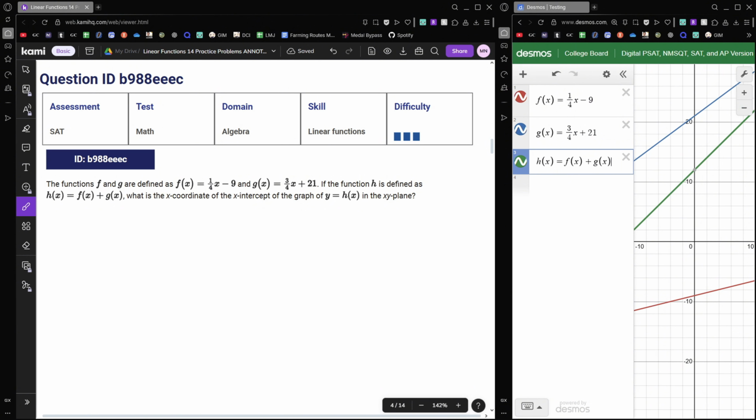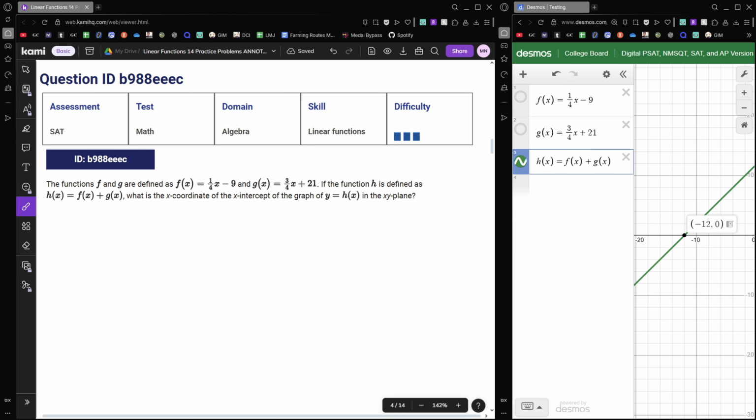Now we have three different lines on the graph, and this could be confusing and overwhelming. So if you just click on the colored circle to the left of the equation, you can just turn them off. Now they ask us for the x-coordinate of the x-intercept. So here's the x-intercept, and the x-coordinate is negative 12. So our answer is negative 12.